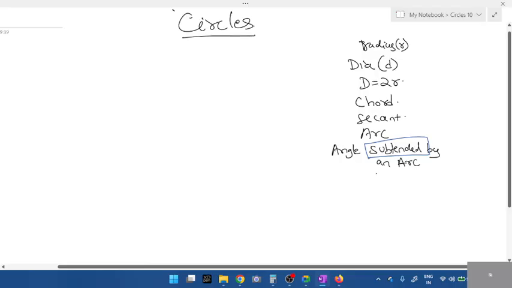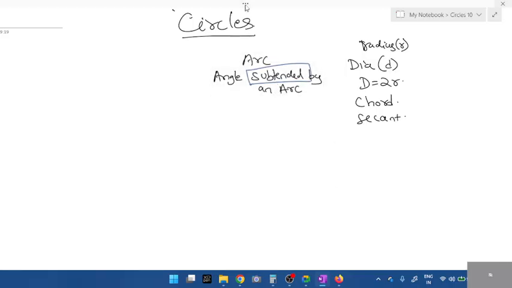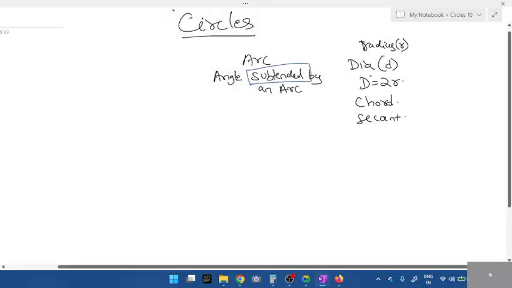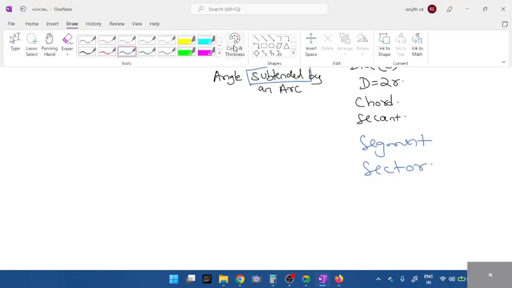Now what we are going to do is the most important. Do one thing. Arc and angle subtended, I'll keep it separately. That's a separate concept. Right? So write this order: radius, diameter, chord, secant. Next one is segment. Segment and sector. These are the two important. Based on this only, you'll have two formulas: segment formula and sector formula. Now I'll explain what is segment and sector.